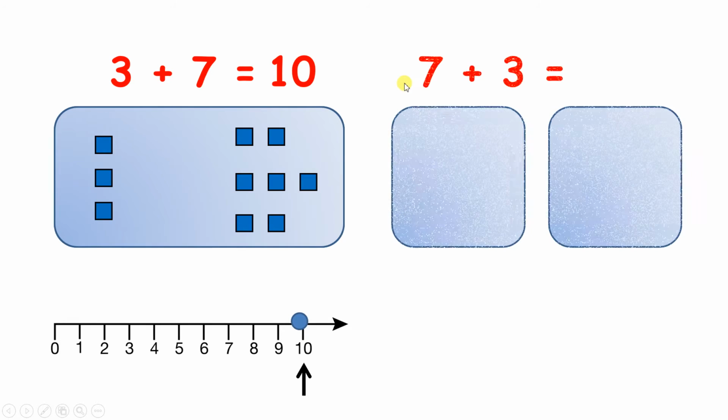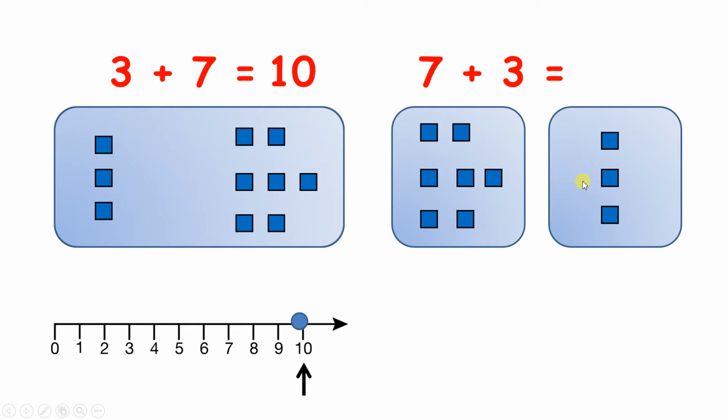But let's look at 7 plus 3. If I have 7 blocks, and then I get another 3 blocks, what is the total number of blocks that I will have? Well, because we know that 3 plus 7 is 10, we also know that 7 plus 3 is going to give us the same answer. So let's count to check. 1, 2, 3, 4, 5, 6, 7, 8, 9, 10.